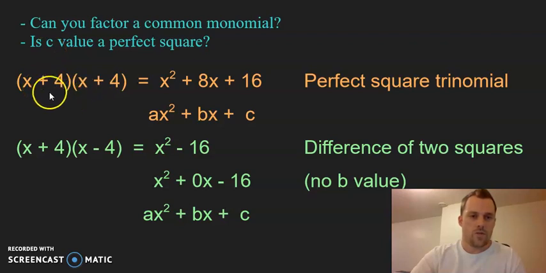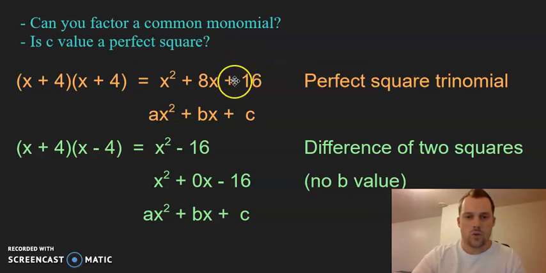So our first example here, we have x plus 4 times x plus 4. We notice we have the same binomial being multiplied by itself, so we could write this as x plus 4 quantity squared. When we multiply that out, we get a 4x and another 4x if we think about our FOIL or box, and we get 8x. And then 4 times 4 gives us our c value of 16. So that's where our perfect square comes from. And this one is a trinomial with a perfect square for c. That's where the name perfect square trinomial comes from. That's when this is factorable.